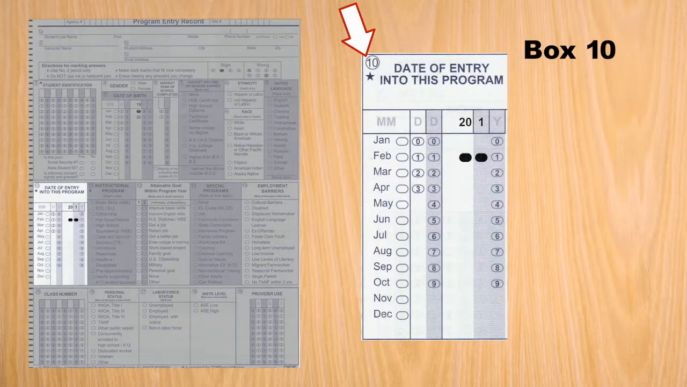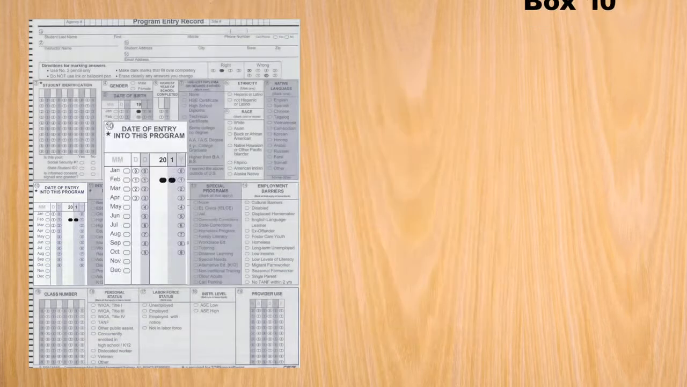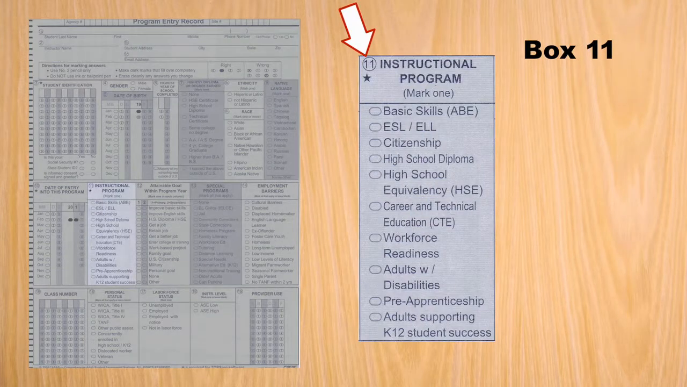Box 10 asks for the date of entry into this program. Please write in today's date. In the top row, use numbers, and then fill in the corresponding bubbles below. Box 11 asks you which instructional program offered by Sutter County Adult Education that you wish to enroll into.